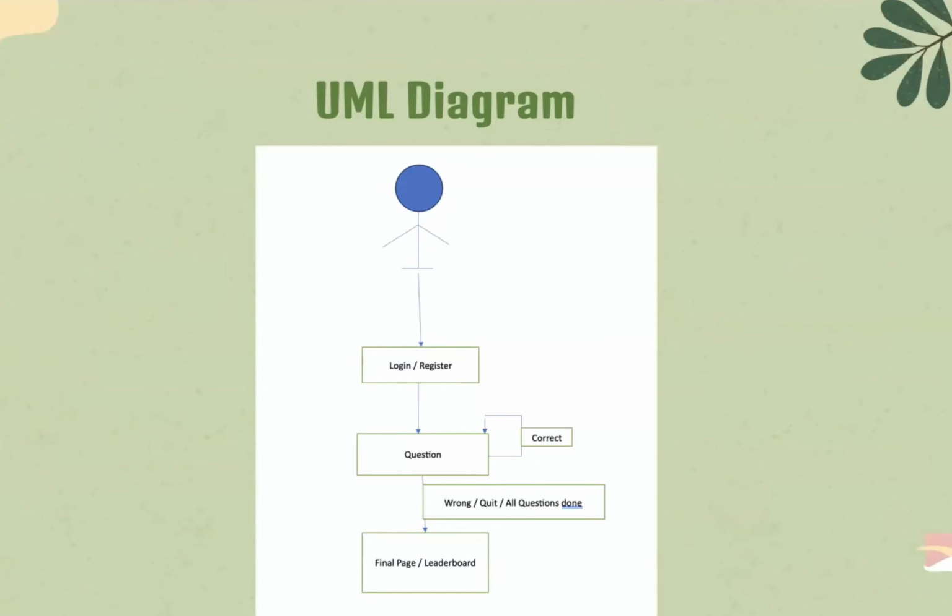First, the user interacts with the system by logging in or registering, and then if the user already exists in the system, he will be directly prompted to the questionnaire. Else, he will have a chance to register himself. After this, it shows the question palette, and if the answer is correct, it will move through all the questions from 1 to 5. If the answer is wrong, or if the user gets all questions done, it will move to the final page of the leaderboard.